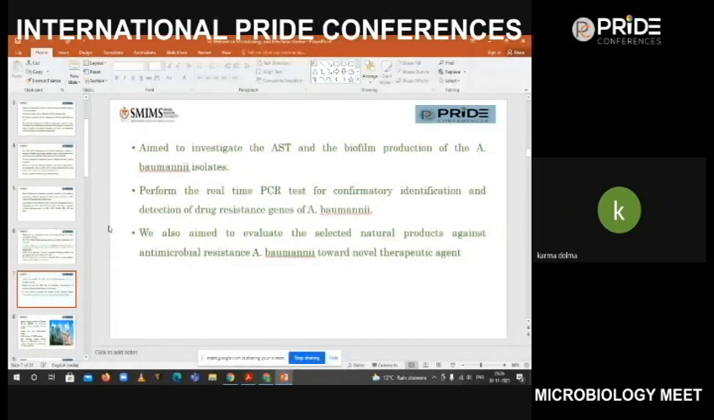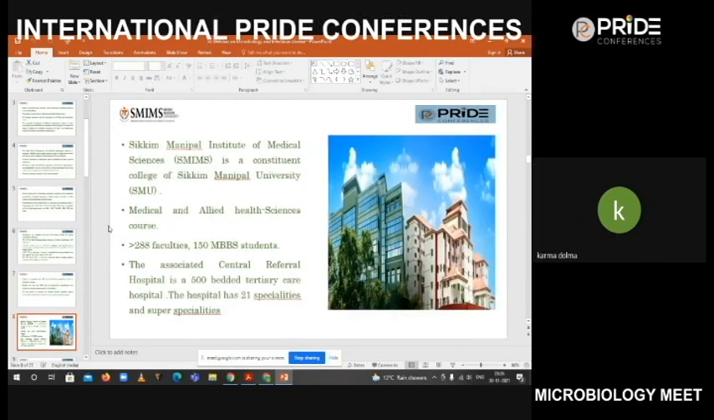So the study was aimed to investigate the antibiotic susceptibility pattern and the biofilm production of these isolates, perform RT-PCR for the confirmatory identification and detection of the drug-resistant genes, and also evaluate selected natural products against the drug-resistant A. baumannii.